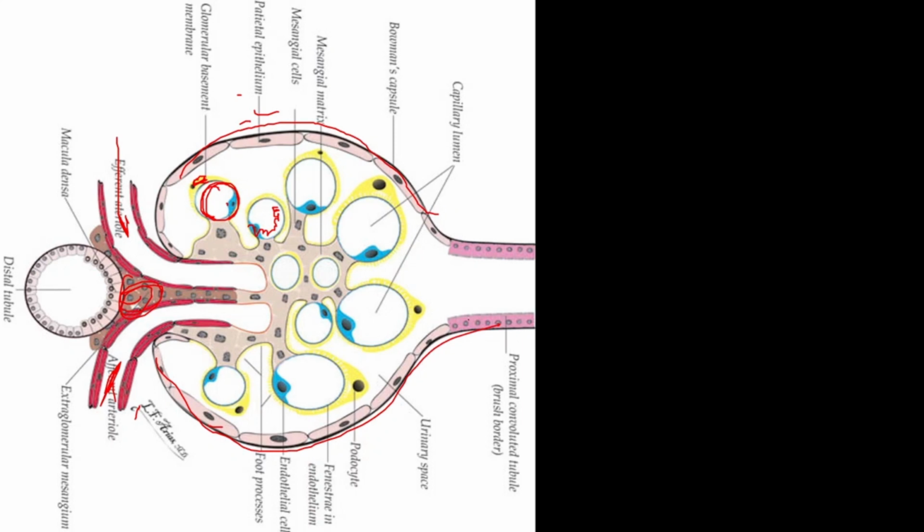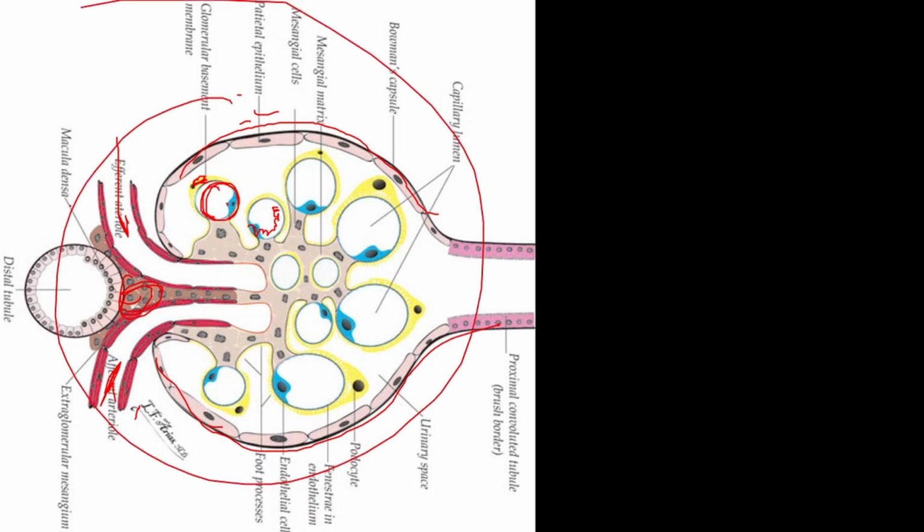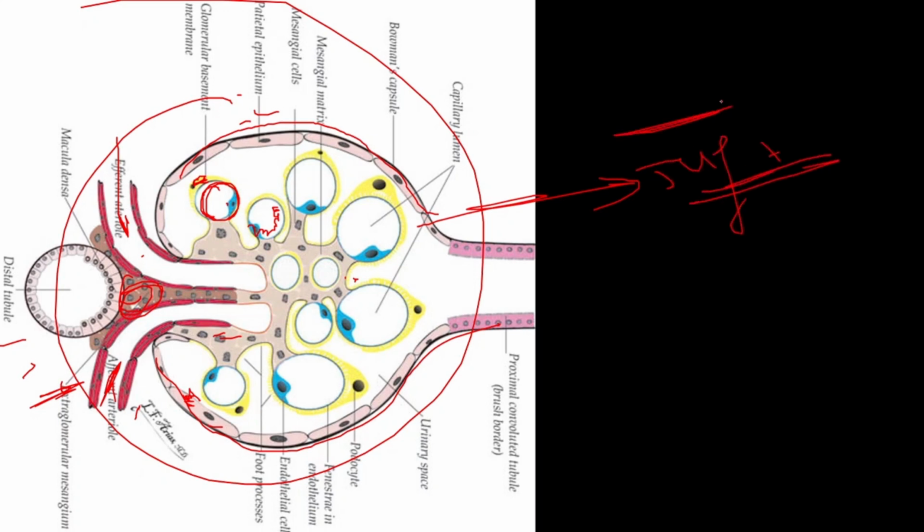This is a normal anatomy. This is called the entire glomeruli. This is a normal anatomy. Here also we have to see whether any abnormality is there or not. Sometimes this entire structure is called the glomerular tuft.